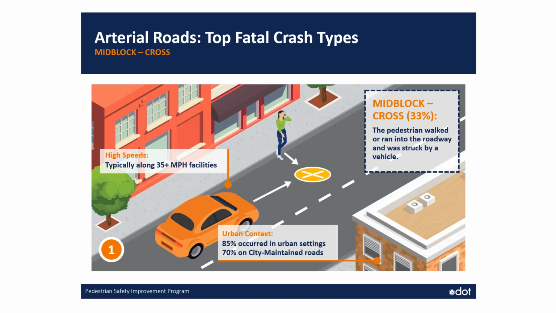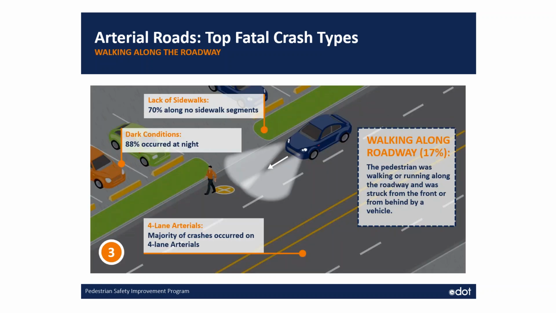And along these roadways, mid-block crossings, again, were the most common, most frequent crash type that we saw. Those typically happened along our mid to high speed facilities, 35 miles per hour and above, and most of these were in urban settings on city maintained roads.